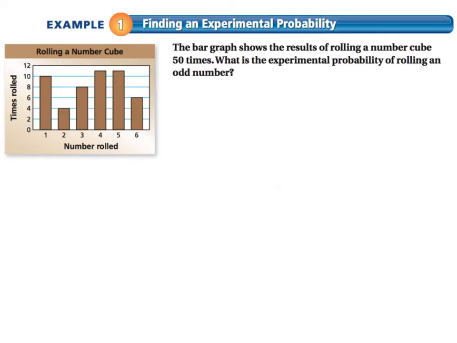So in example 1, finding an experimental probability. The bar graph shows the results of rolling a number cube 50 times. So here we go. Rolling a number cube. This is how many times we landed on 1, landed on 2, and so on. What is the experimental probability of rolling an odd number? So the probability would be written as P of an odd number equals.